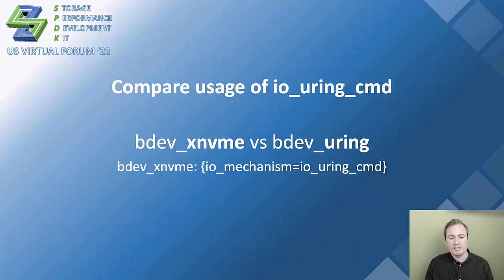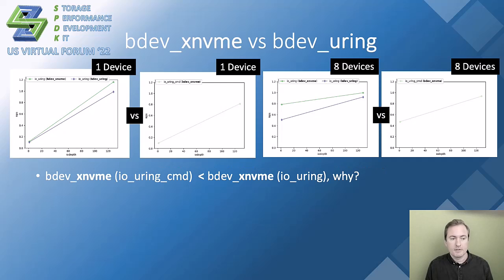So let's quickly take a look at our uring command through BDEV xNVMe. Since we don't have a baseline to compare it to, we'll be comparing it to BDEV xNVMe using IO uring. And the story is the same, and it's not very interesting. What you see on the right-hand side of the versus are the IO uring command usages of BDEV xNVMe, and both of these are doing worse than BDEV uring using just the IO uring interface.